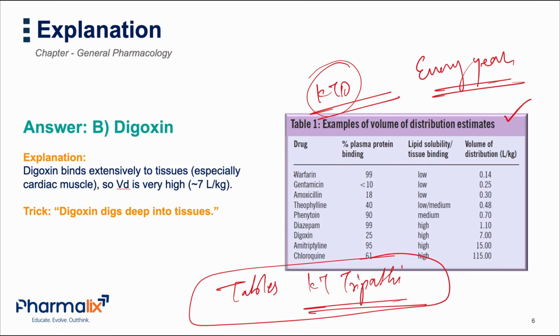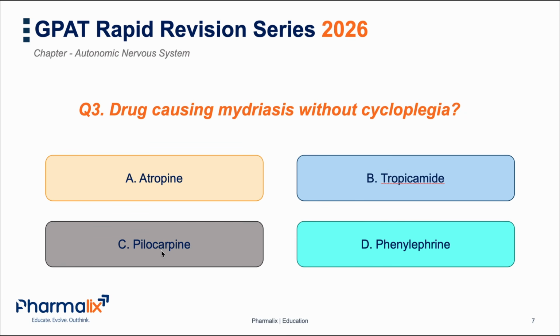So here you can see warfarin is having low solubility, tissue binding and volume of distribution also low. But when it comes to digoxin here, you can see the lipid solubility and tissue binding is high, and it is higher in comparison to all these drugs. Alright, so let's move to our next question, which says drug causing mydriasis without cyclopegia.